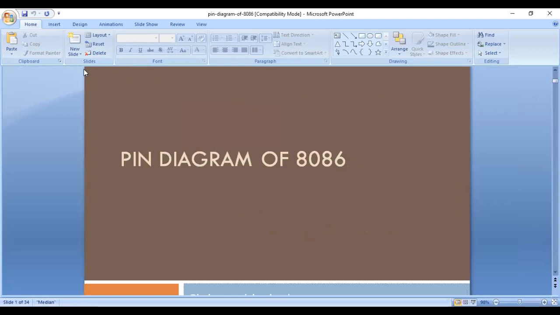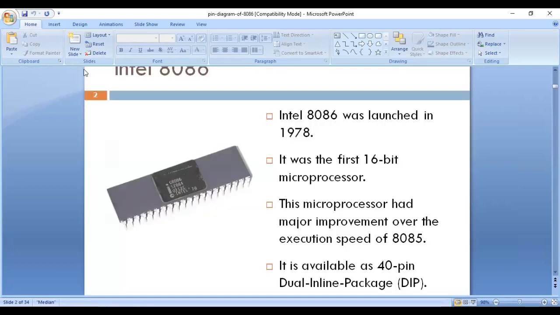So today we will see the pin diagram of 8086. Intel launched the 8086 in the year 1978. It was the first 16-bit microprocessor, and by launching the 8086, Intel overcame the execution speed limits and made improvements over the 8085. The 8086 is a 40-pin CERDIP, which means ceramic dual in-line package.